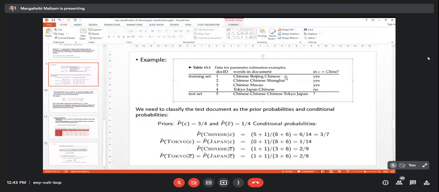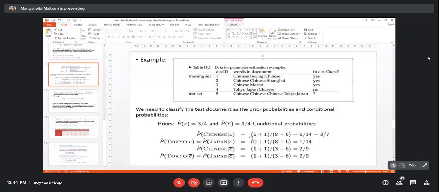So what are the unique words here? Chinese, Beijing, Shanghai, Macau, Tokyo, and Japan. So this is 1, 2, 3, 4, 5, and 6. These are the words we will be finding.